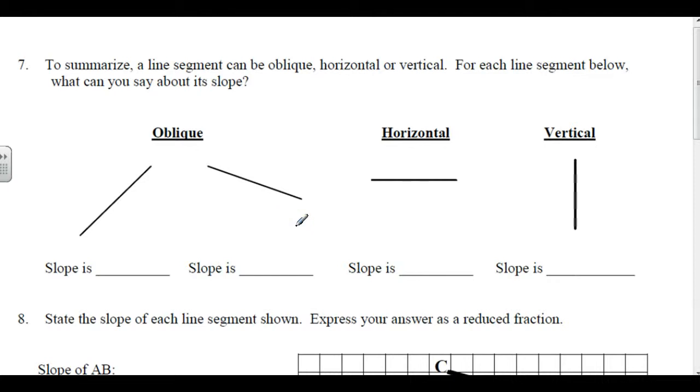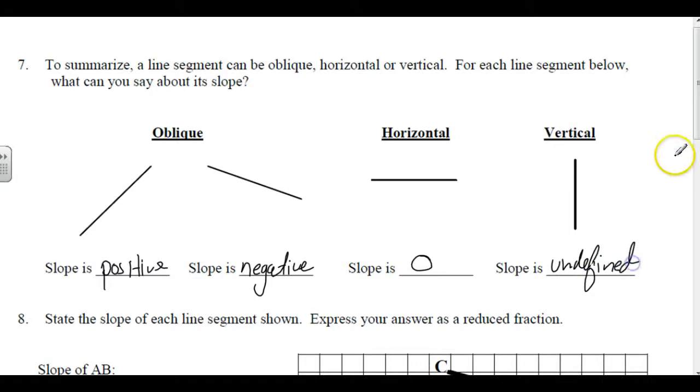To summarize, a line segment can be oblique, horizontal, or vertical. For each line segment below, what can you say about its slope? This slope is going up to the right, it's positive. This slope, we're going down to the right, is negative. A horizontal line has a slope which is 0, and a vertical line has a slope that is undefined.